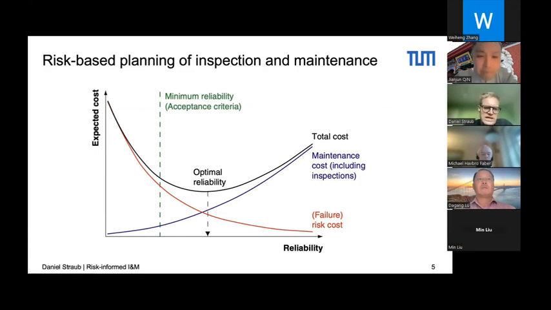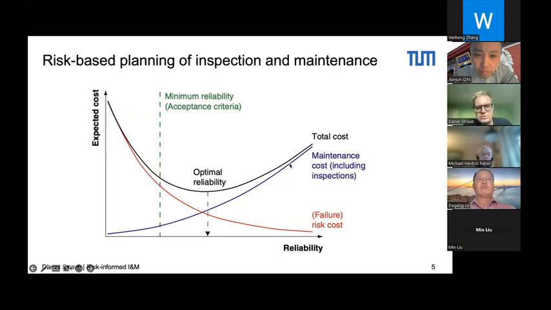We then also might have an acceptance criterion, so there's a minimum level of reliability that we require, a maximum level of risk that we can accept. And we have to assure that we comply with that. Okay. So, if it's that easy, then why do we need 45 minutes to talk about that? Well, of course, this is a very high-level picture. And now we'll actually go into the details of what is behind the blue curve mainly.